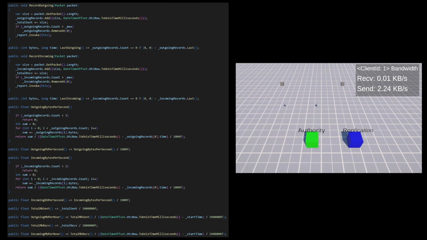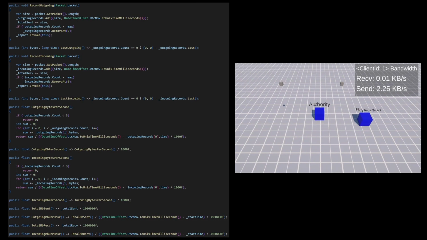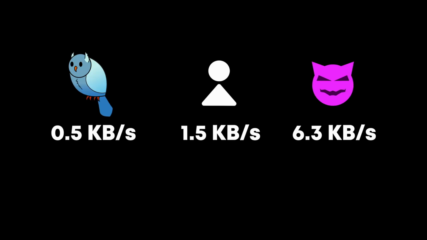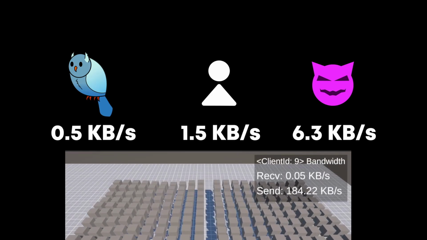To measure bandwidth, I added steps before sending and after receiving packets to record their byte length. I like to measure two things: kilobytes per second and megabytes per hour. Kilobytes per second is useful for determining what parts of your game are real bandwidth hogs. A good test is to put 100 of something in a scene and see how much bandwidth they use. Megabytes per hour is useful for figuring out total data usage.